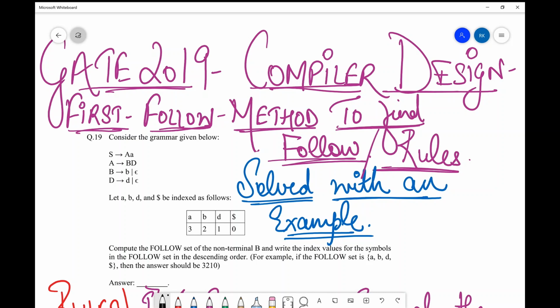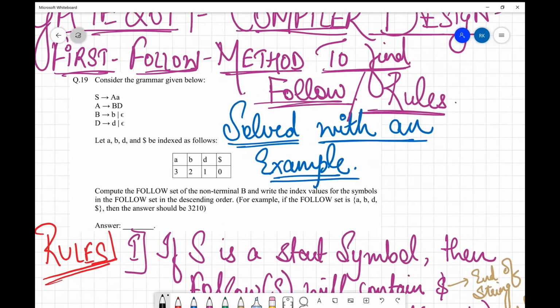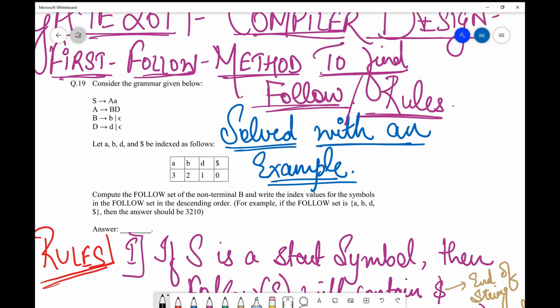So let's just dive into the question and see what the question says. Basically over here they have given us some productions, right? These are the set of productions that we are going to use, and they are asking us to compute the follow set of the non-terminal B. There is some other part of this question, but for the sake of practice, we are going to find out the follow of all the non-terminals present in these productions. First of all, we're going to have a look at the major rules.